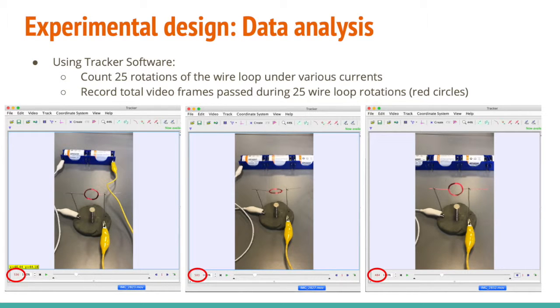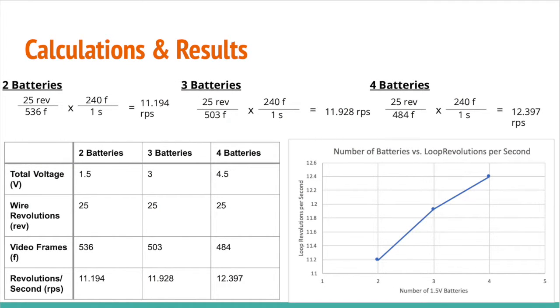We imported our slow motion videos into Tracker software for data analysis. Tracker allowed us to count the total video frames elapsed over 25 rotations of the wire loop under the various currents. The total frames is within the red circle in the diagrams. Once we knew how many video frames passed during these 25 revolutions, and we also knew that 240 frames per second were shot by the slow motion camera, we were able to use stoichiometry to figure out the revolutions per second of the wire loop in each of the 3 circuits. We compared this to the total number of batteries within the circuit, and we were able to see a directly proportional relationship between the number of 1.5 volt batteries and the loop revolutions per second.